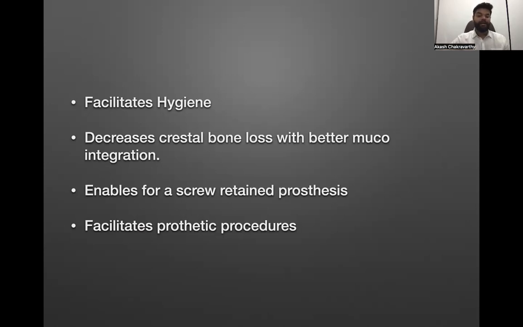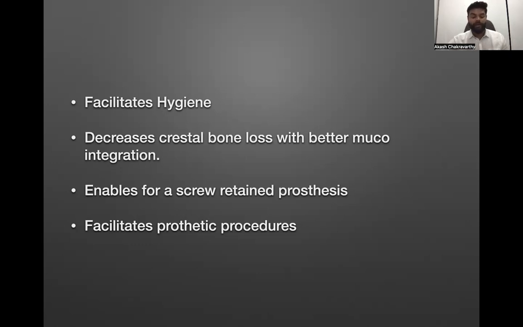It enables screw retained prostheses. As I said, screw retained prostheses are much better than cement retained prostheses. Every 6 months, we can remove the prostheses, do our maintenance work, and place the prostheses back. If the patient has any chip or breakage of the prostheses, we can easily remove it and then repair it and put it back, which is not possible in cement retained prostheses.